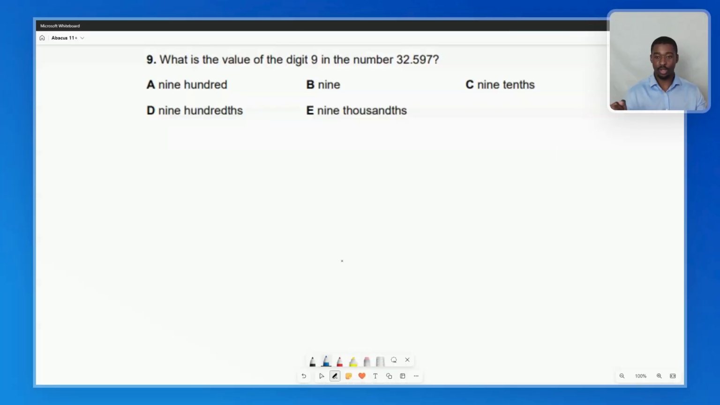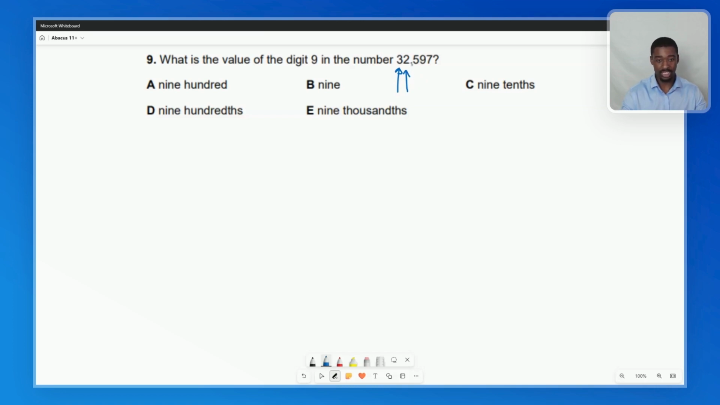Okay, so here we're simply going to draw upon what we were talking about in previous questions about the different columns past the decimal point. Remember, we were talking about the tenths column and the hundredths column, thousandths column, so on and so forth. That's all the knowledge we need to answer this question. What is the value of the digit 9 in the number 32.597? Well, here, this 32, the 3 is a 10, and then the 2 is a unit.